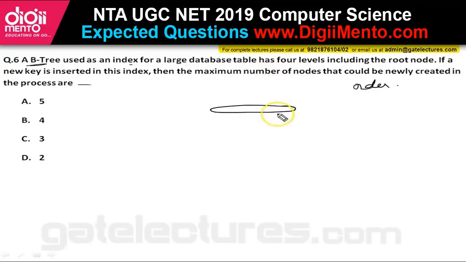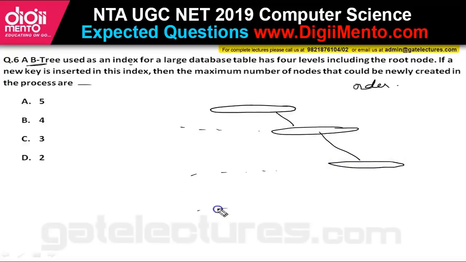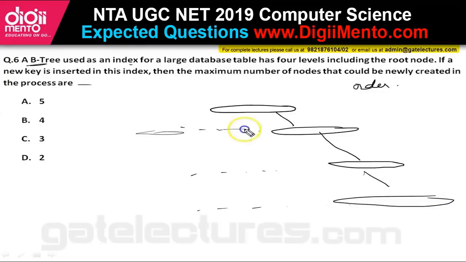So let's say this is level 1 and there are few data, and this is my level 2, and let's say this is my level 3 and I have few data, and then this is my level 4. There is a lot of data, indexes and everything. Okay, we will be talking about the worst case, because they are saying the maximum number of nodes that could be newly created. So we are actually talking about the worst condition.